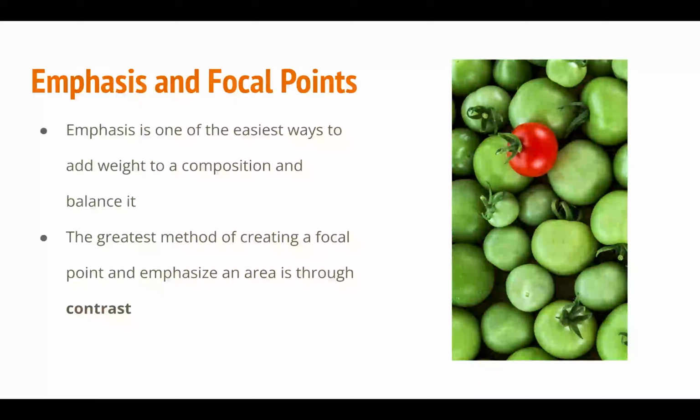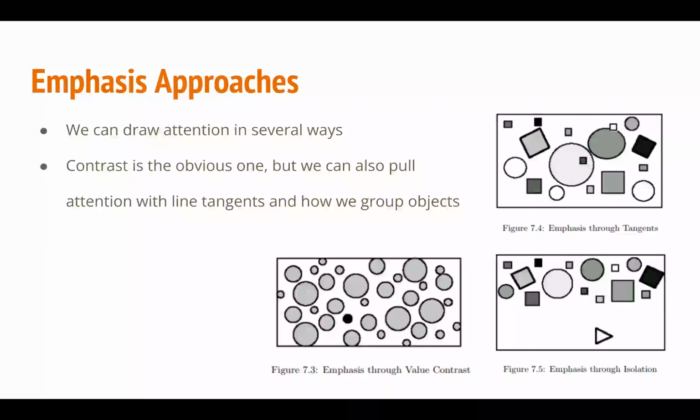Emphasis is one of the easiest ways to add weight to a composition, and balancing it out. The greatest method of creating a focal point and emphasizing an area is through contrast. We talked about contrast as a value difference, but contrast can be a difference of anything. It could be a difference of color, like we see here, but also a contrast of size, or of shape language. Is it round or is it sharp? When something is distinctly different, it draws our attention.